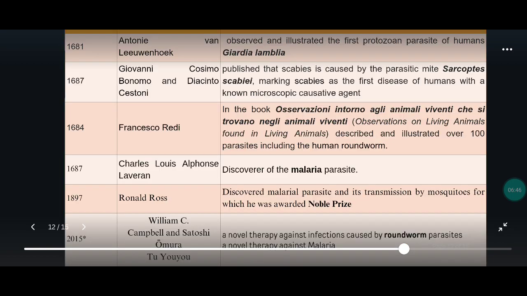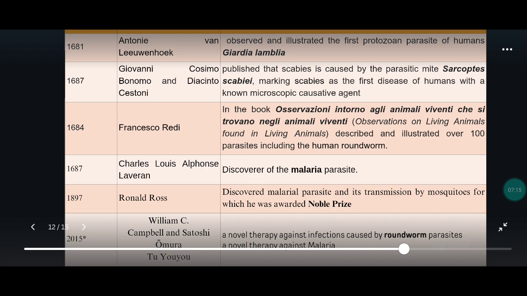Major contributions in parasitology are: in 1681, Antony van Leeuwenhoek observed and illustrated the first protozoan parasite of humans, Giardia lamblia. In 1687, Giovanni Cosimo Bonomo and Diacinto Cestoni published that scabies is caused by the parasitic mite Sarcoptes scabiei, marking scabies as the first disease of humans with a known microscopic causative agent.